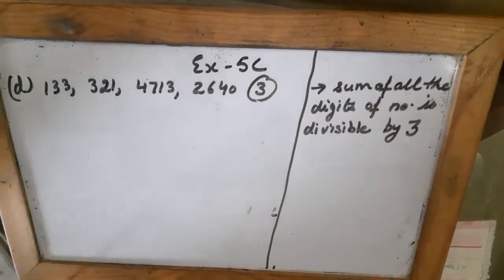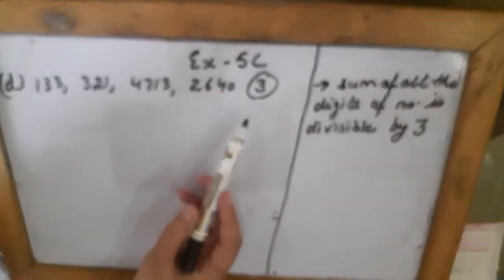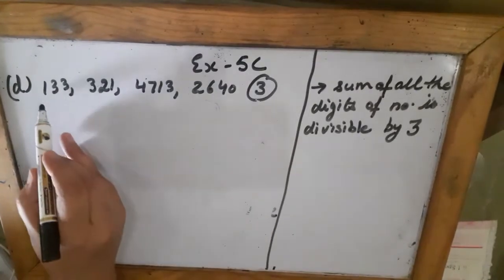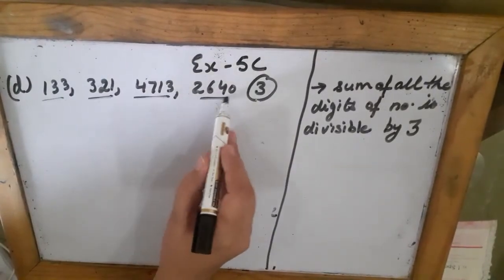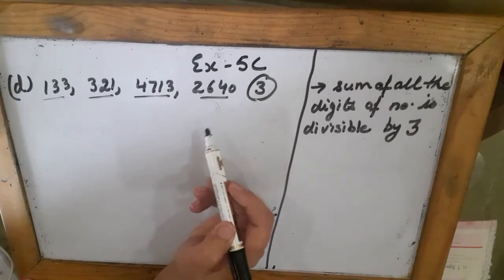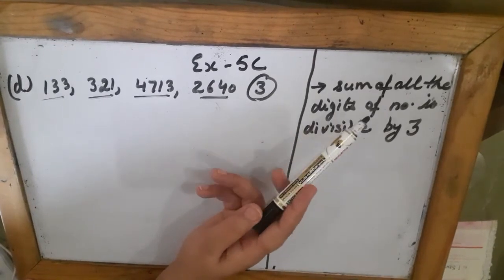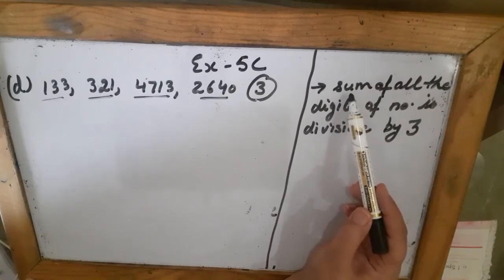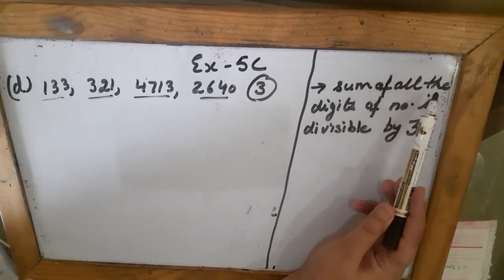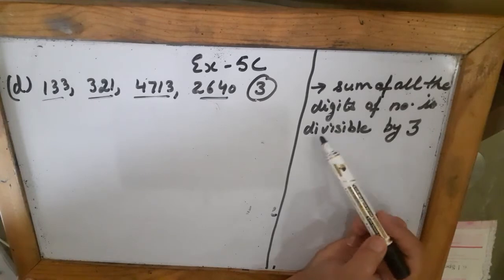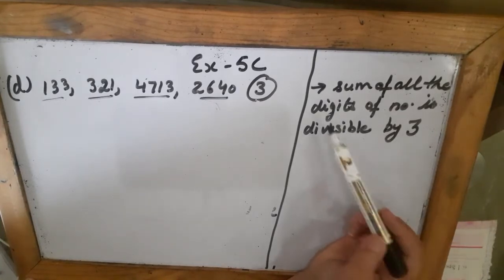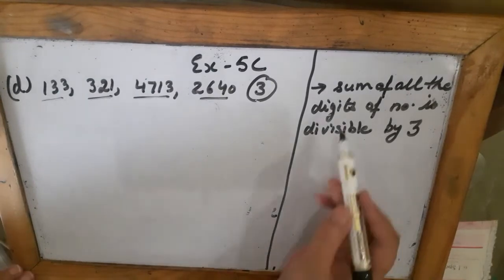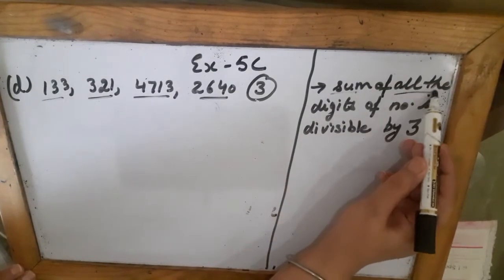Now we come to the D part. In the D part, as you can see, the number given in the ring is 3. It means I have to check whether all these numbers are divisible by 3 or not. Now what is the divisibility rule of 3? The divisibility rule of 3 says that if the sum of all the digits of the number is divisible by 3, then the number is divisible by 3. Now what it means is the sum of all the digits.